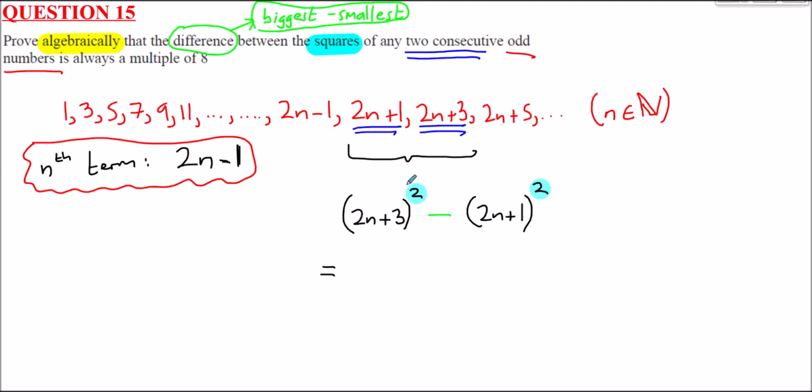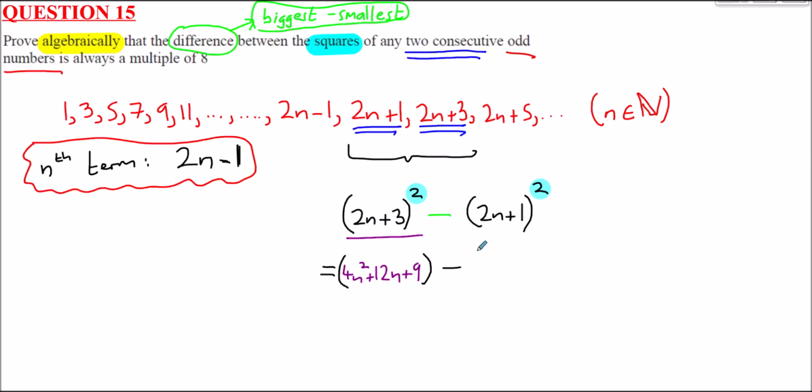Now all we need to do is expand these brackets as we would under normal circumstances. So the first number we've got is this one here. What's 2n plus 3 all squared? Well, we square the first term, so 2n squared is 4n squared. We then take these 2 numbers, multiply them together, and double. So 2n multiplied by 3 is 6n, double 6n, we get 12n. Finally, we square the last number, so 3 squared is 9.